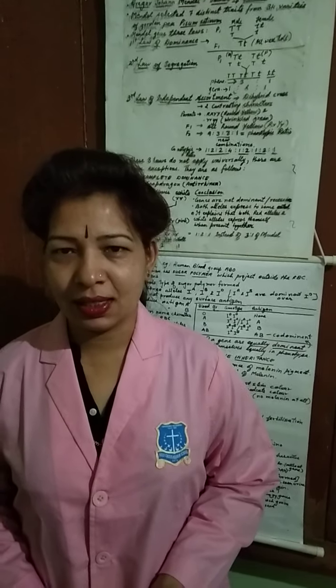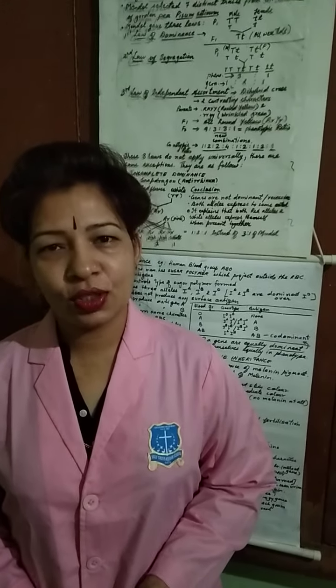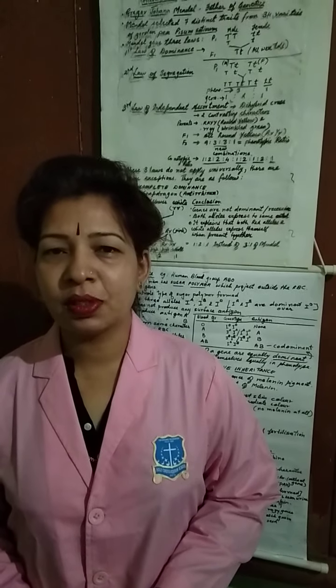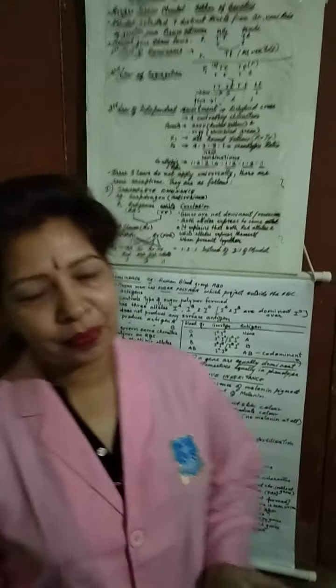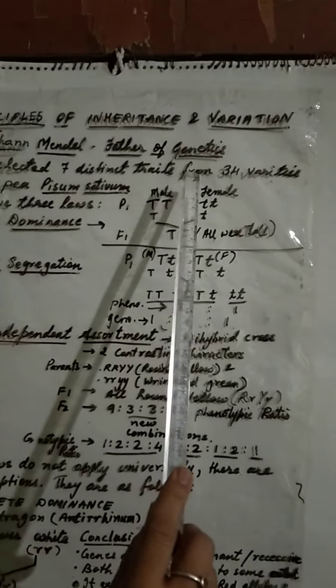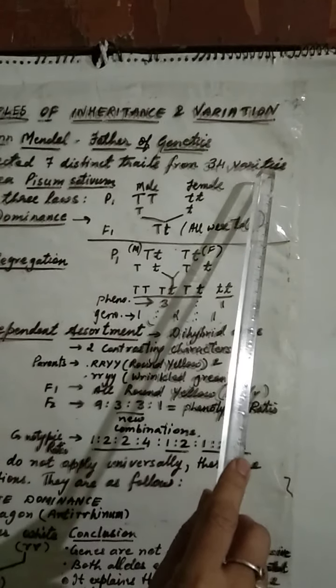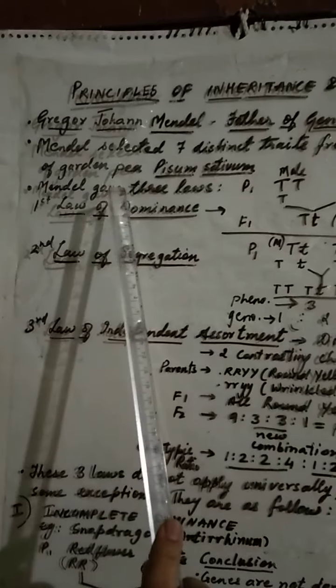Welcome to biology class. Today I am going to take Chapter 5, Principles of Inheritance and Variation. So let us start. As we know, who is the father of genetics? Gregor John Mendel. He selected 7 distinct traits from 34 varieties of garden pea, and the scientific name is Pisum sativum. We know that Mendel gave 3 laws.